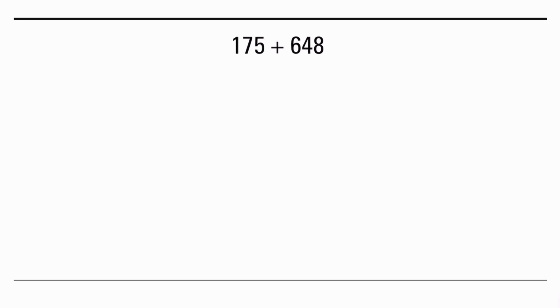175 plus 648. Same process. 5 plus 8 is 13. 1 plus 7 is 8. Plus 4 is 12. Carry the 1, then we get 1 plus 1, which is 2, plus 6, which is 8. And we end up with 823. And so hopefully now you're getting a really good feel for the pattern of these and how to approach all of these. Hopefully you are having a go at them.